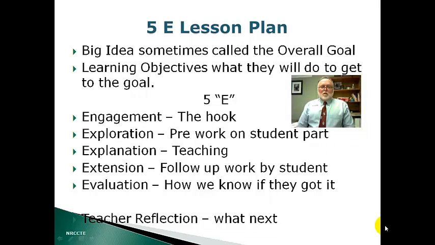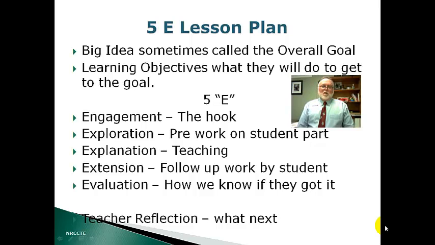Here we are again, session 4. We're still looking at the first days of school. We want to look at lesson plans this time and kind of break down what a lesson plan should look like and look at them a little more in depth.